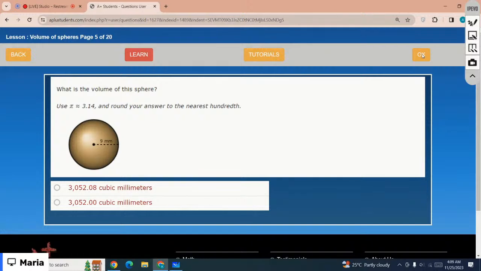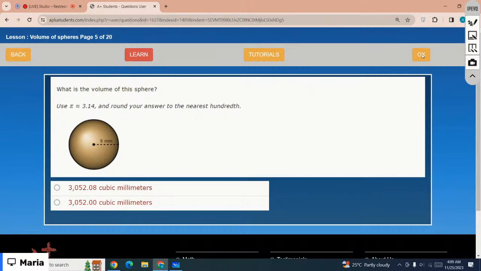Okay, the next one is, what is the volume of the sphere? Which is the correct option? Yes, you have to use the formula V equals 4 by 3 pi r cube. You are given the radius, that is 9. So let me just do the calculations, right? 9 times 9 times 9 is 729.